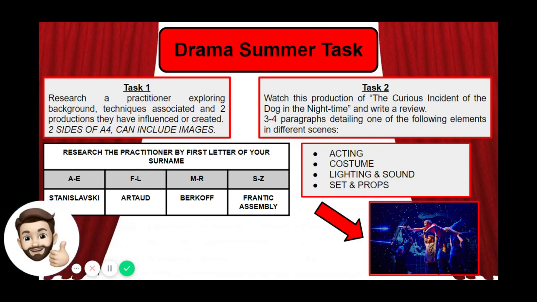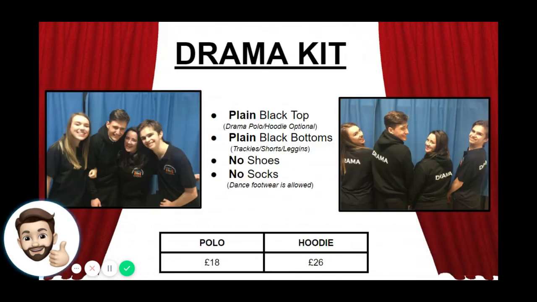These 2 tasks will need to be handed in on your first lesson in September. Now, moving on, when we have our practical lessons, we do have a criteria. So you need to bring in a plain black top. You also need to bring in some plain black bottoms. These can be shorts, leggings, trackies. We don't wear shoes and socks. However, if you do have dance wear, that is appropriate.